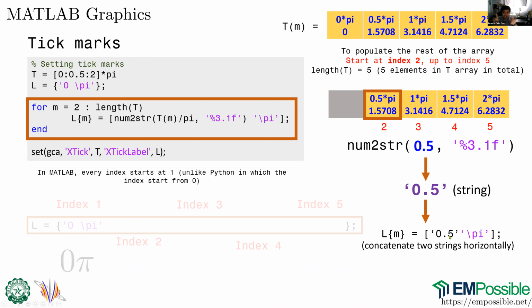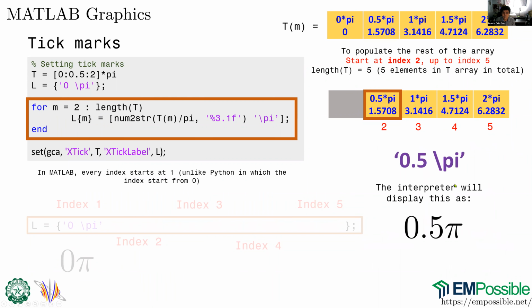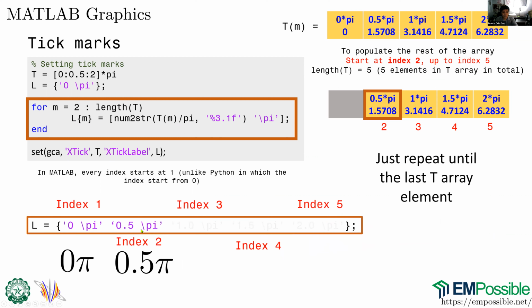And when you concatenate it, it means you combine these 2 characters. You will have a 0.5 and a character 5. Tada! You have a 0.5, 5. The interpreter of MATLAB will see this as 0.55. It will display like this. And then, you can now put it into the second index of the L cell array. And then you're going to repeat this process until the last T array element.